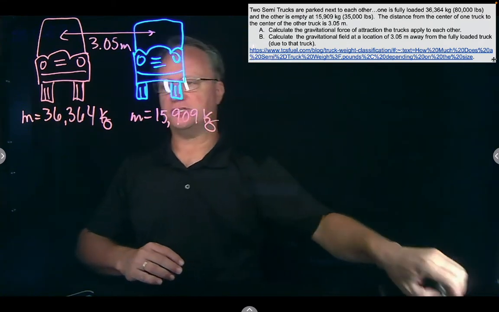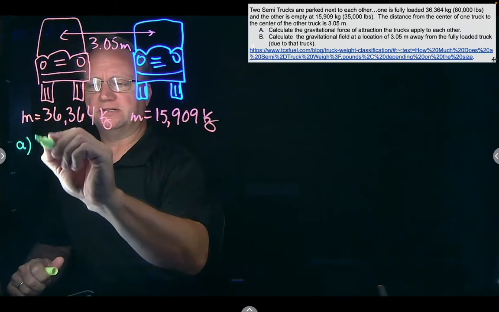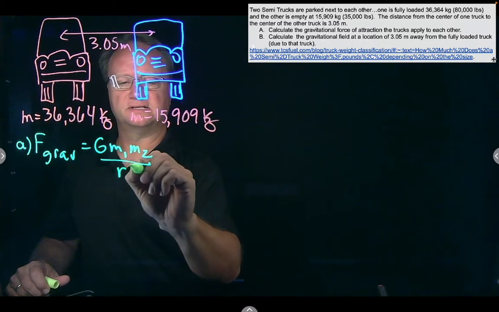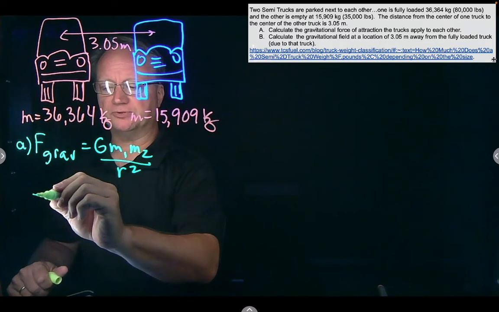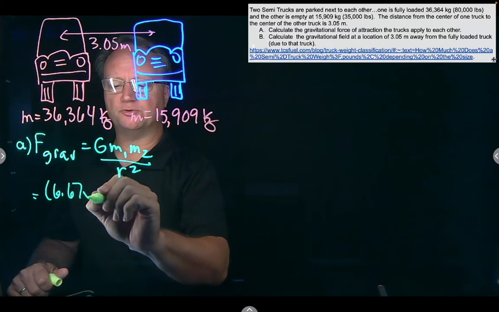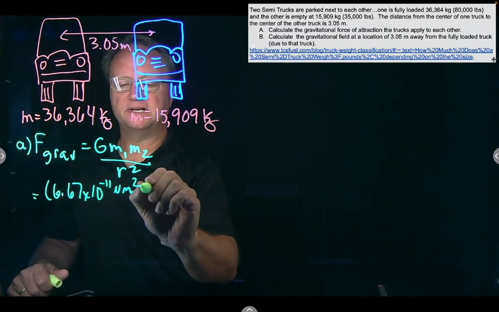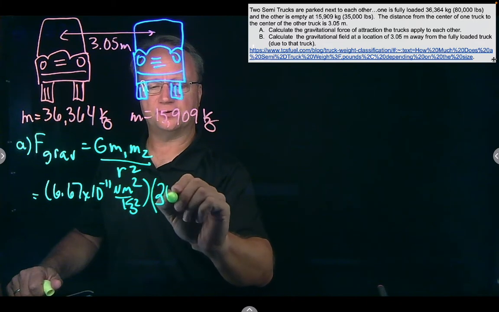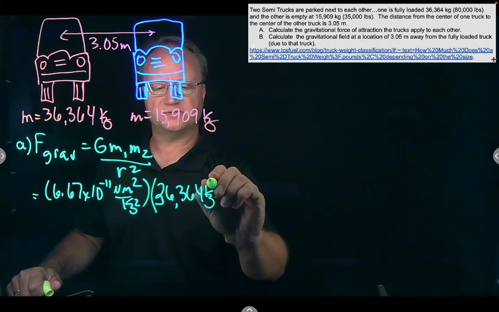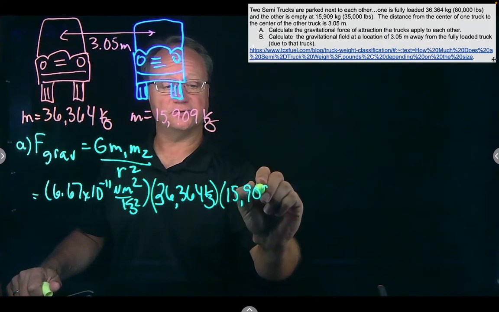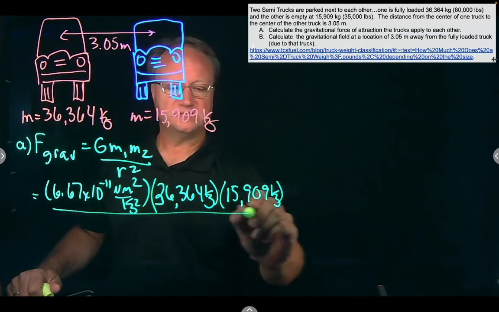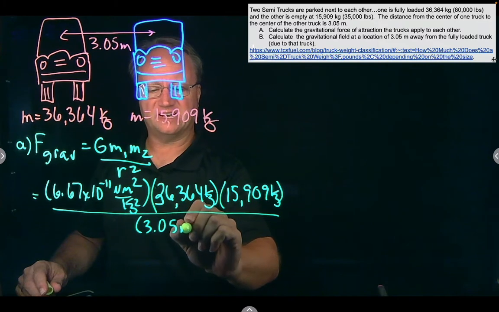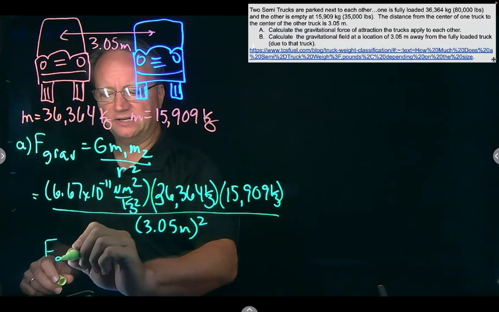So Newton's law of gravitation, G m1 m2 over r squared. So we'll write out the equation that we're using, and then fill in the values. Remember, capital G, gravitational constant, 6.67 times 10 to the negative 11th, newton meter squared per kilogram squared. And then your two masses in kilograms, 36,364 kilograms, multiplied by 15,909 kilograms. R stands for the distance between the centers, which is the value that we have, 3.05 meters, and remember to square that.